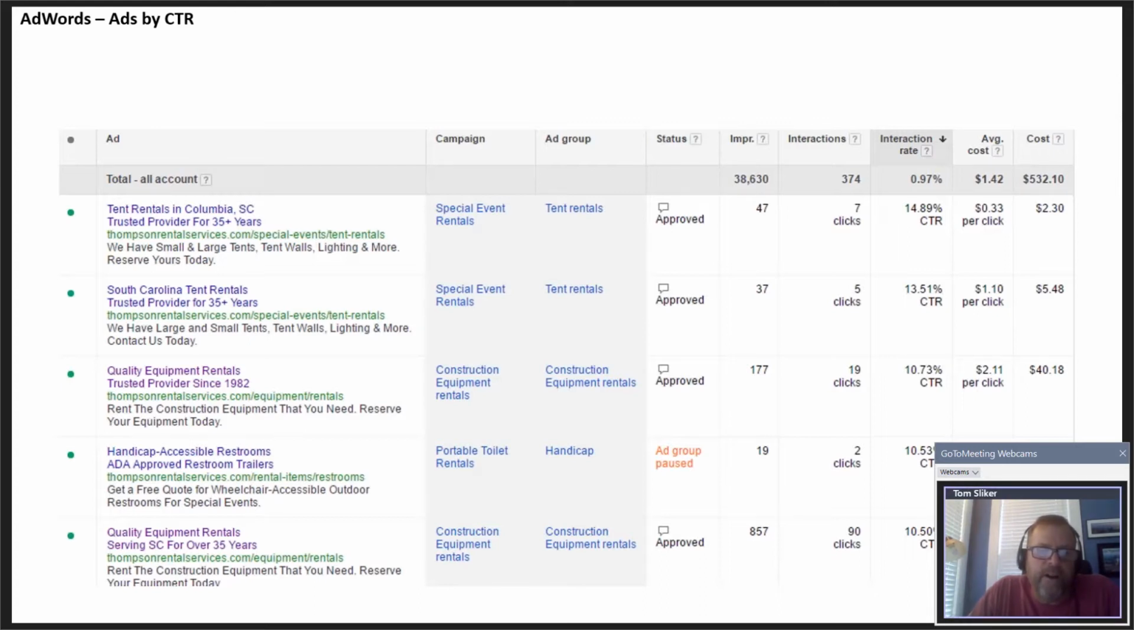There's another one just to point out, the handicap accessible restrooms. Again, it's a very, very specific keyword targeted, but very important. Once they see that, they get sent to our handicap ad group, which of course has ads specifically for that.